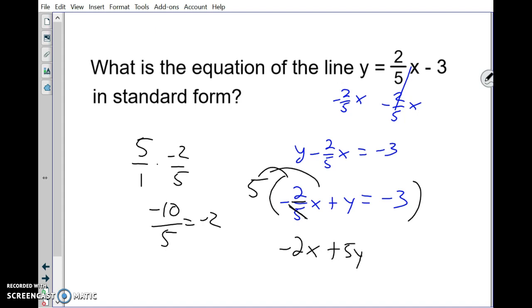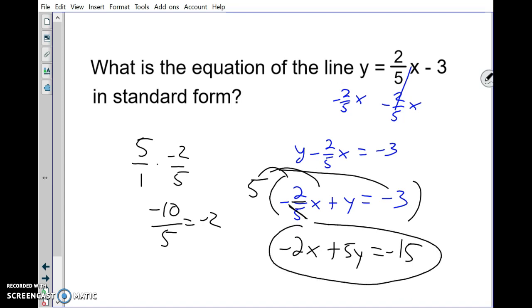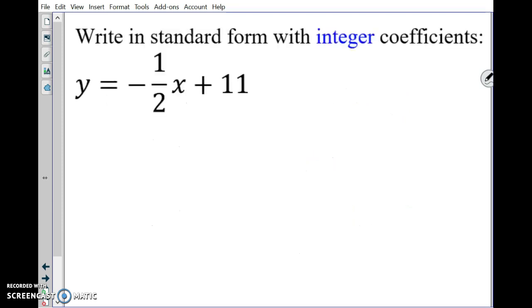Then 5y, when you take it times 5, and the minus 3 is now minus 15 because everything got multiplied by 5. Okay, and that's it. That is standard form, x and y on the same side with no decimals or fractions. Okay, so here's one for you to try. Try this in your notes and then select the answer that you think is right.